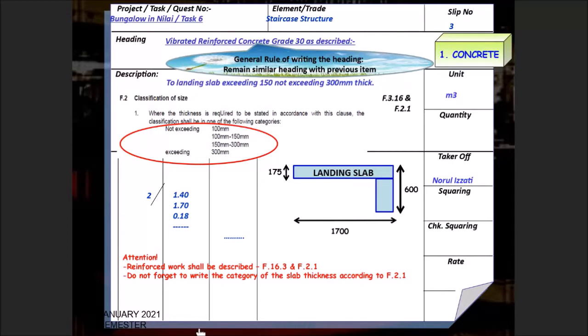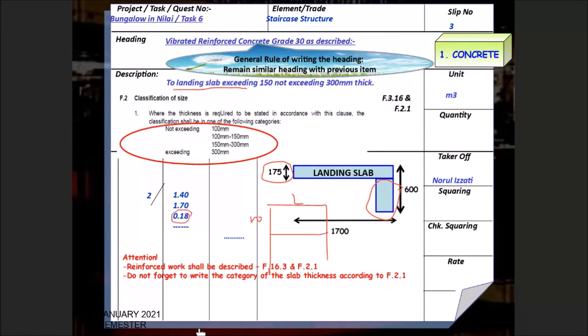And the last part for the concrete work, the landing slab. Once we have identified that this is the beam, the remaining part here is the landing slab. For the landing slab, as usual, you have to refer to the layout plan. Let's say this is the layout plan of your drawing. So this is the length, this is the width, and the thickness.